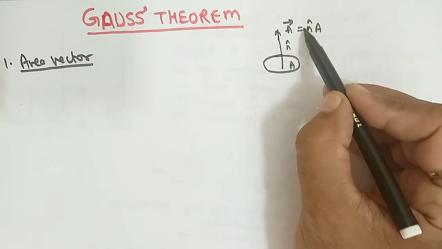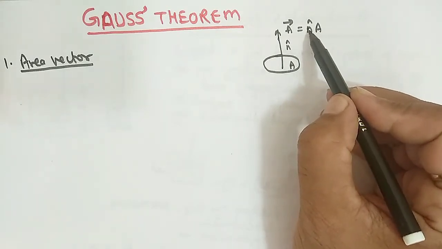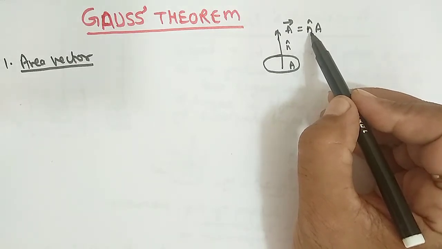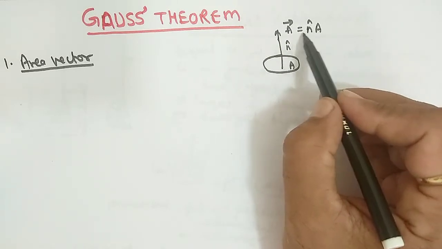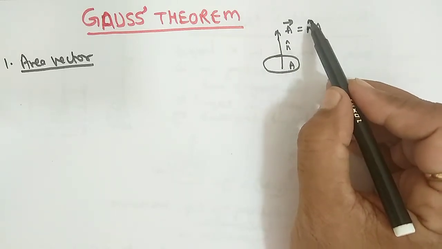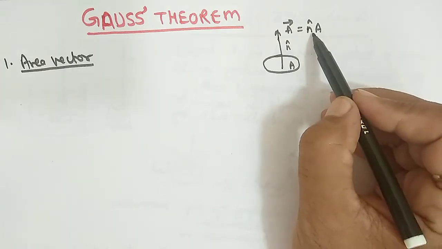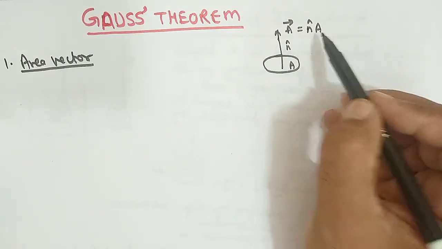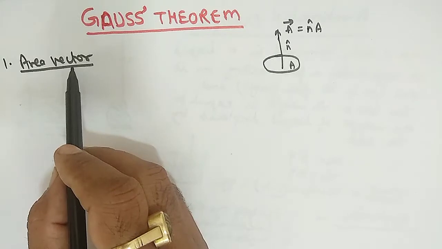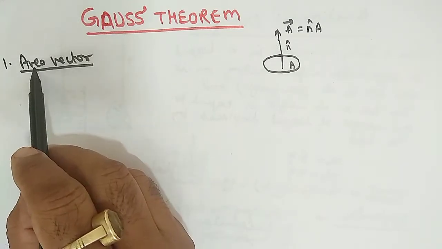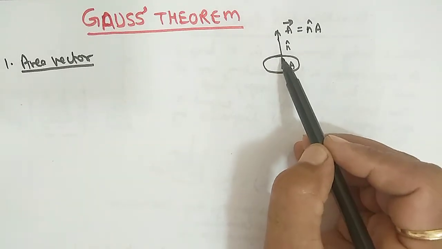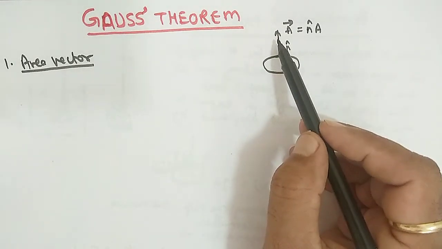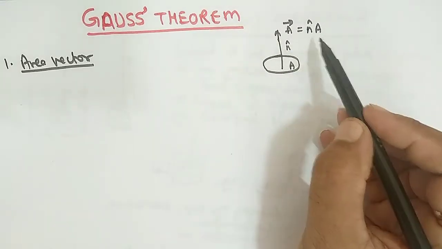unit vector n times A, the magnitude in a particular direction, because an orthogonal unit vector shows the direction only and its magnitude is only one. So the area vector is equal to the product of the orthogonal unit vector and the magnitude. The area vector is a vector whose magnitude is the area of the surface and whose direction is perpendicular to the surface. So this is the area vector.